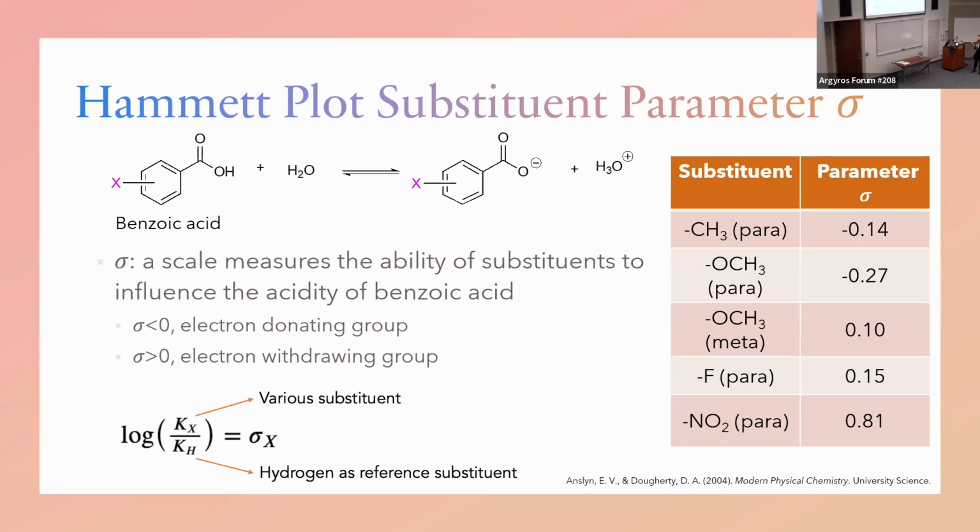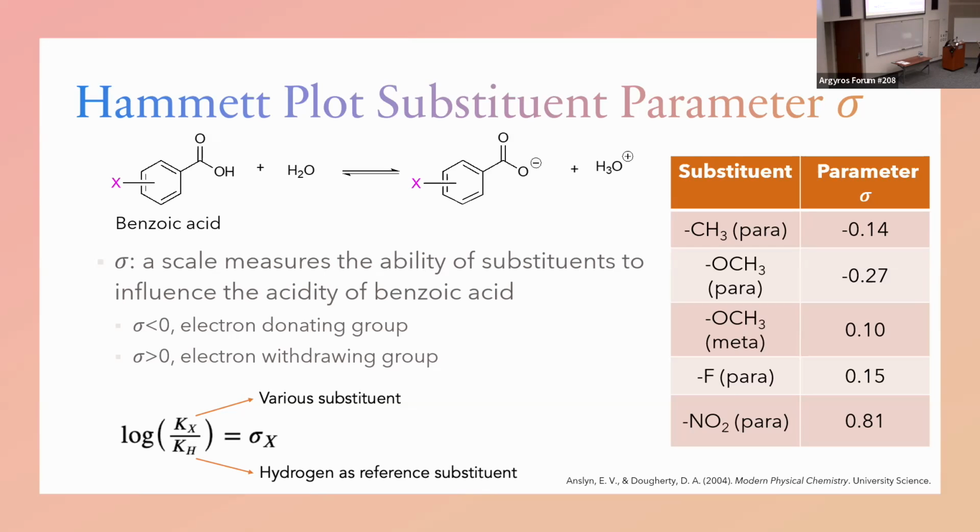Lastly, I want to introduce the concept of the Hammett plot. So a little bit of background. In 1937, Dr. Louis Hammett, who is a great physical chemist, was studying the substituent effect on the acidity of benzoic acid. And he introduced this concept of the Hammett plot, which is the study of the electronic changes induced by the substituent effect on the benzoic acid mechanism. He also brought up this substituent parameter sigma, which is a scale that measures the ability of substituents to influence the acidity of benzoic acid.